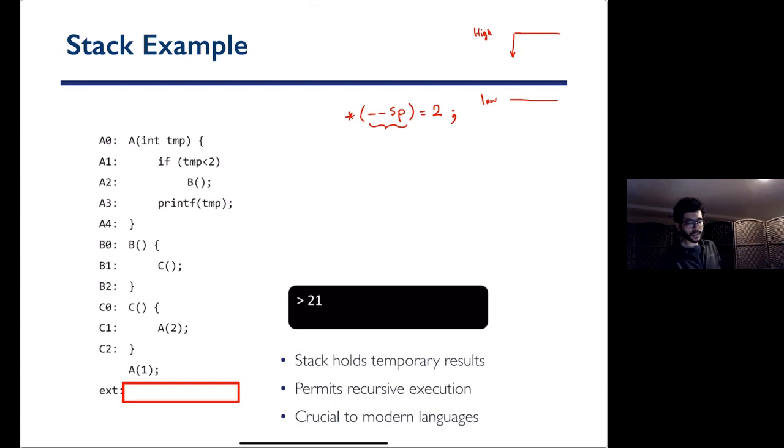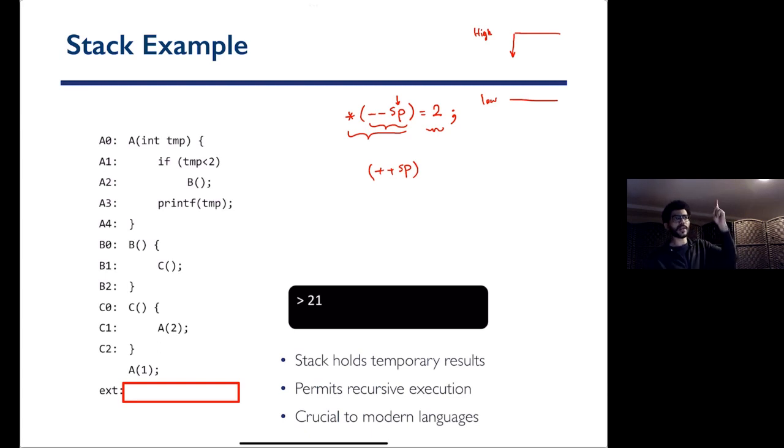And let's say this is a pointer. So I say in this location, write 2. So that's how a stack grows. And if I want to pop something from my stack, I do plus plus. This way I pop something from my stack.